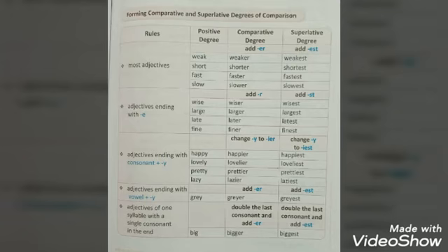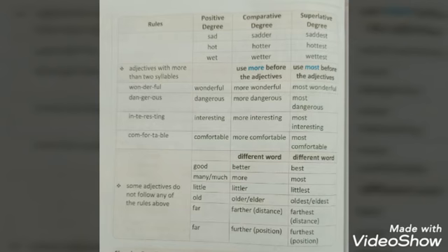Sometimes for adjectives ending with a vowel plus y, we add er to the comparative degree and est to the superlative degree. For example, grey, greyer, greyest. For adjectives of one syllable with a single consonant at the end, we double the consonant and add er in the comparative degree, and we double the last consonant and add est in the superlative degree. For example, big, bigger, biggest, sad, sadder, saddest, hot, hotter, hottest, wet, wetter, wettest.